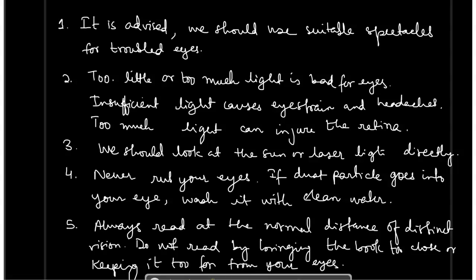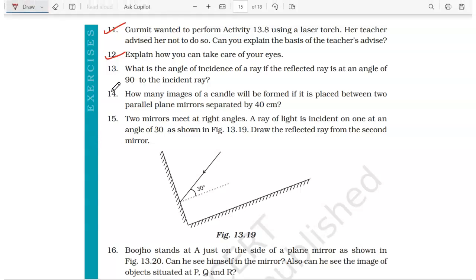All right, let's go back to our question. Question number 13. What is the angle of incidence of a ray if the reflected ray is at an angle 90° to the incident ray? Okay, let us draw a ray diagram for this. They are asking about the angle of incidence if the reflected ray is at an angle of 90° with the incident ray. That means the angle between the incident ray and the reflected ray is 90°.